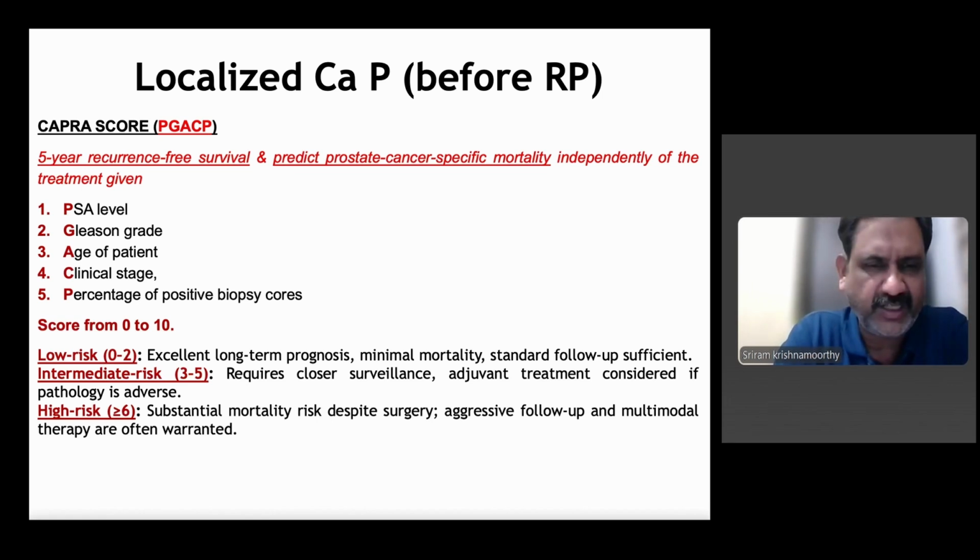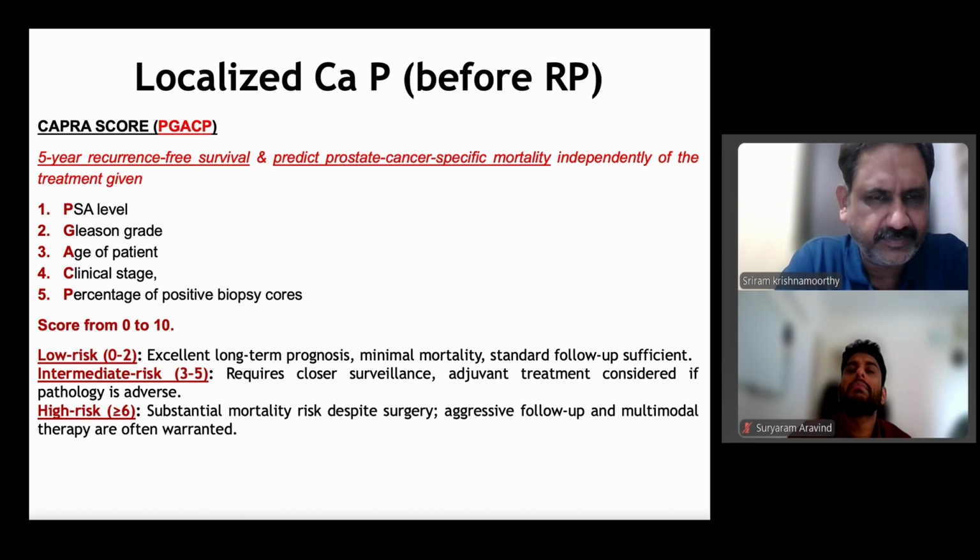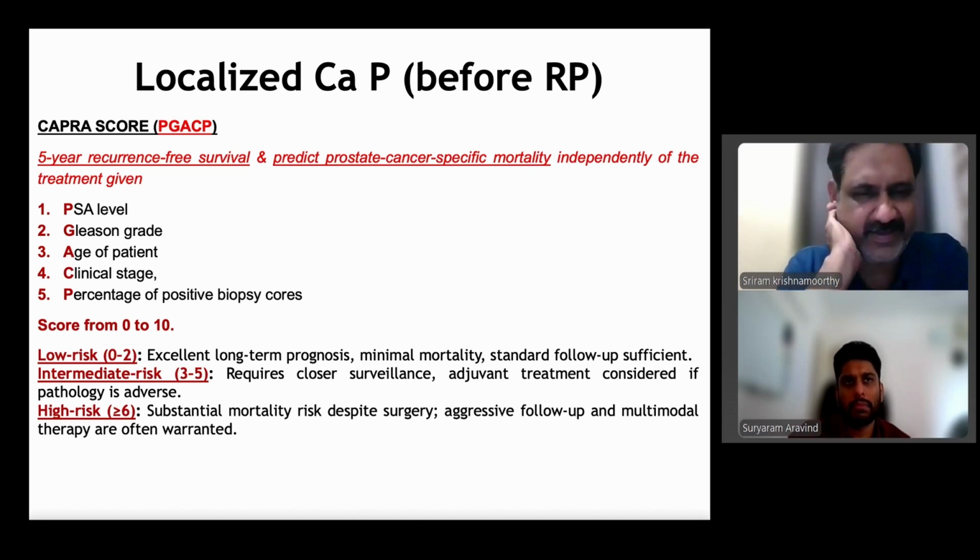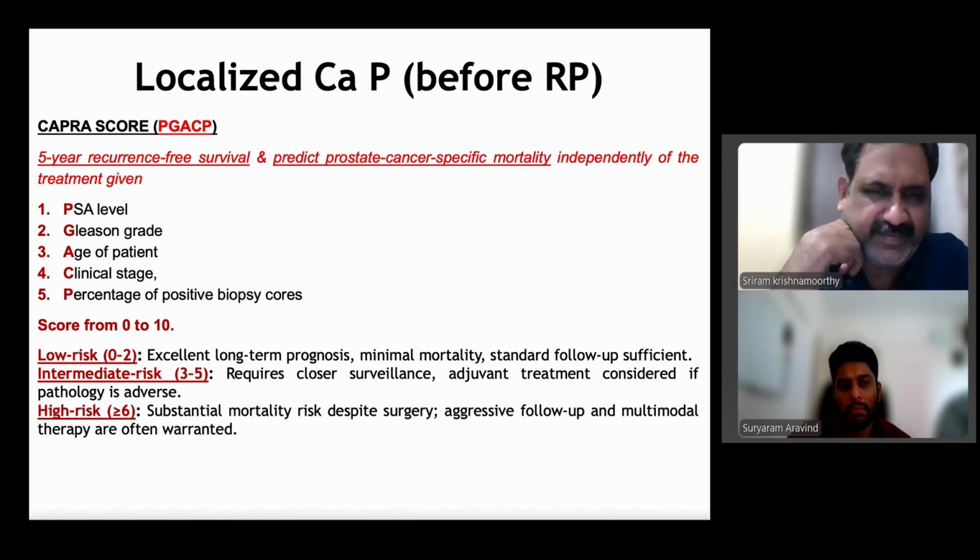So what are the 5 parameters in the Capra score? Earlier I said for Epstein's criteria, PG-DCP. Here it is PG-ACP. Remember it like that, ACP, Assistant Commissioner of Police, or Deputy Commissioner of Police, whatever. You should remember PG-DCP and PG-ACP. PG-ACP is what? Capra score.